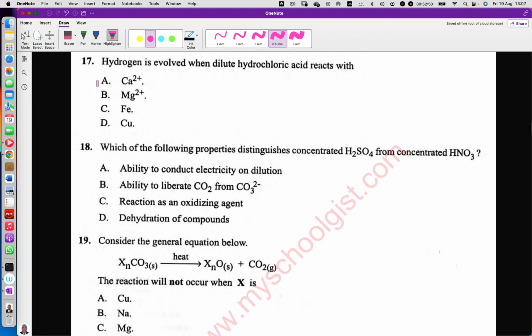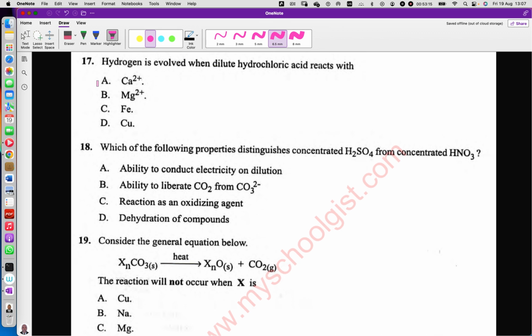Let's proceed. Question number 17. Hydrogen is evolved when dilute hydrochloric acid reacts with A. Calcium? No. B. Magnesium ion. C. Iron? No. D. Copper? No.